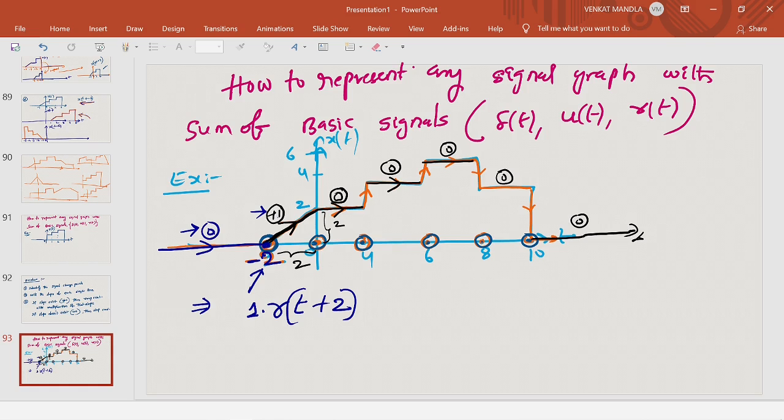Next signal change point, 0. So at 0, what is the slope difference?